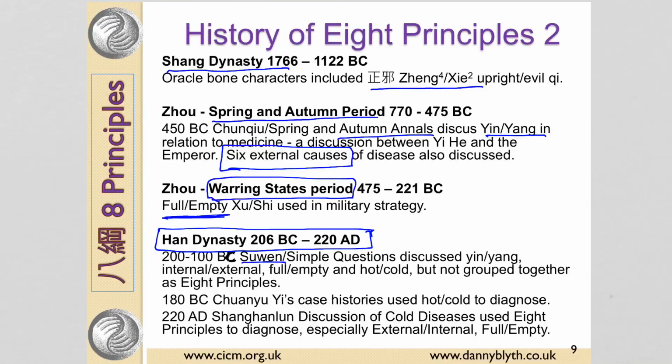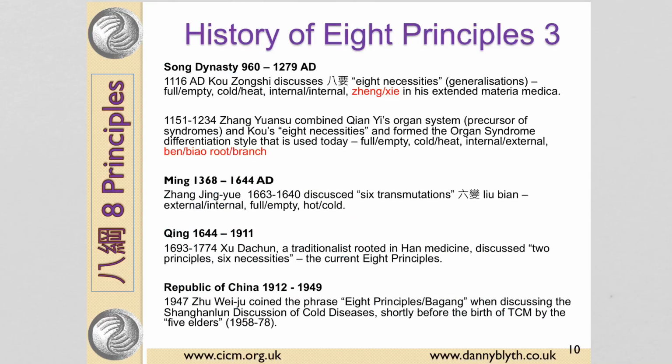So in the Suwen, we have yin and yang, internal, external, full and empty, and hot and cold, but they weren't yet grouped together as the 8 principles. Chunyu Yi's case histories used hot and cold to diagnose, and the Shanghan Lun, the discussion of cold diseases, definitely used the 8 principles to diagnose, especially in external, internal, and full and empty. In the Song dynasty, we had full and empty, cold and heat, and internal and external.